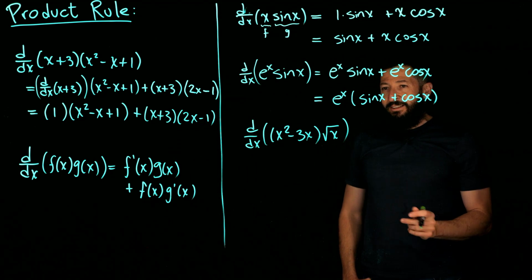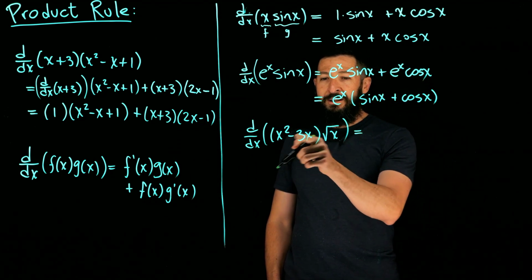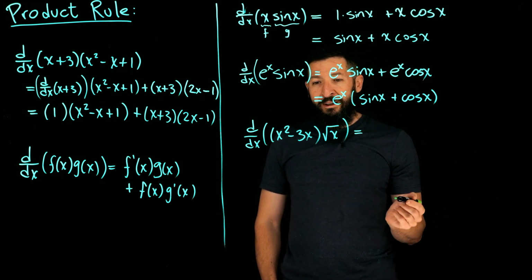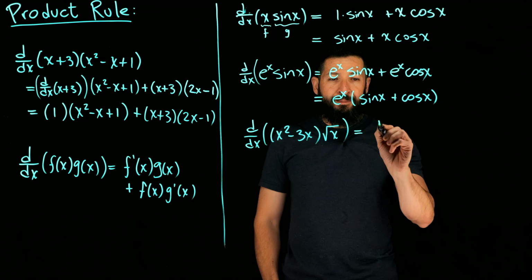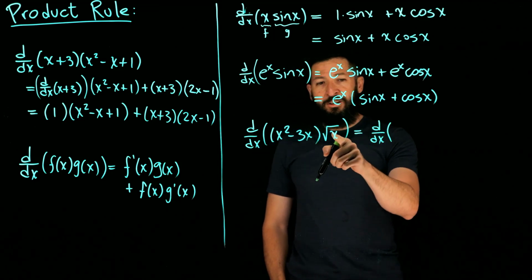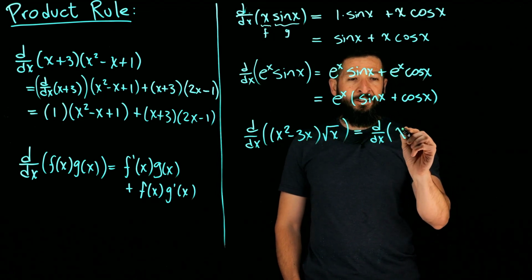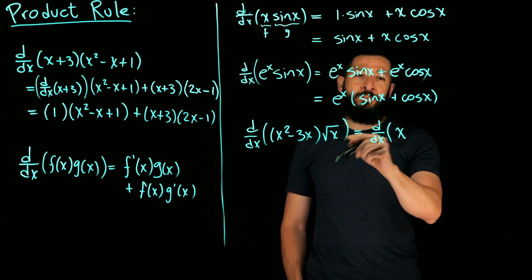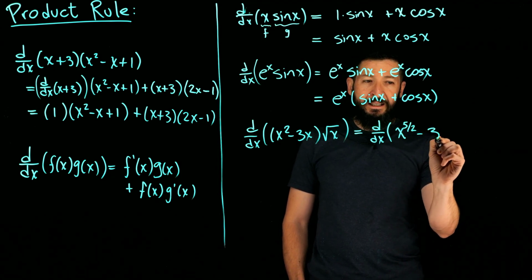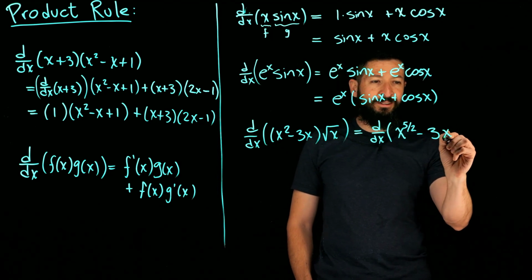So let's take a look at this one here. This is one of those that you could possibly distribute things out, and you could do it in two different ways. If you distribute it out, you would do your algebra first. So this would be x to 1/2, and you would have x squared. So this would be x to the 2 plus 1/2, which is going to be 5/2. And then 3 times x to 1/2, which is going to be x to 3/2.